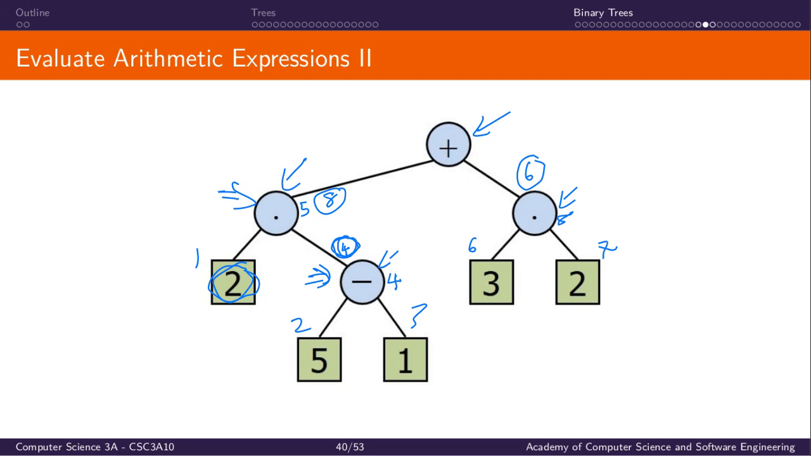Now both children of the root have been visited. So the root gets visited last. It gets that 9. And what does it actually do? It says 8 plus 6, and that's straightforward. That will give us 14.